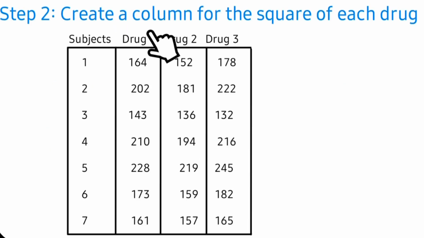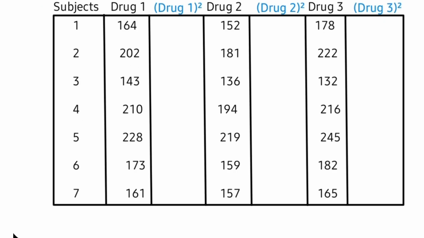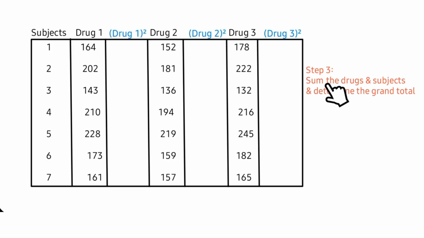Step 2 is to create a column for the square of each drug. So here we are expected to create a column for the square of drug 1, drug 2, and drug 3 respectively. So we succeeded in creating a column for the square of drug 1, drug 2, and drug 3. Step 3 says sum the drugs and subjects and determine the grand total.